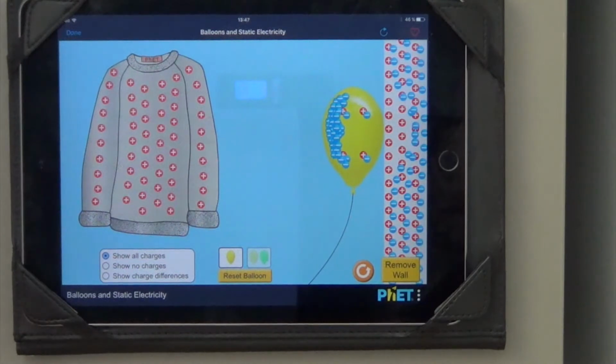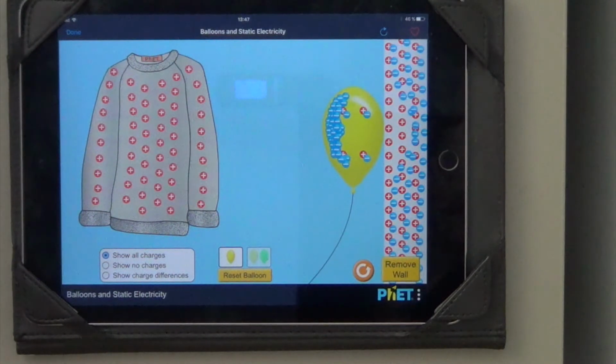And the main things, just to recap, that you always need to remember for your exams are: electrons are the only particles that move, and opposite charges attract and like charges repel, and that's it.